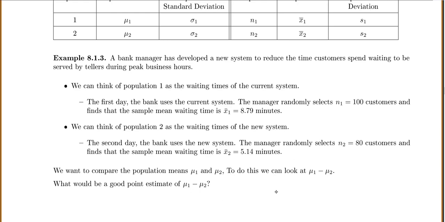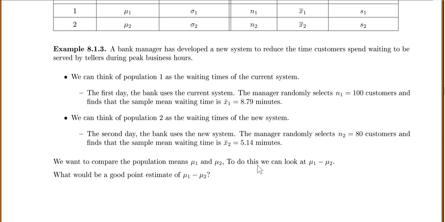But we don't actually know our population means, so we can't just calculate this, so we need to estimate it. And how would you estimate mu1 minus mu2? We would estimate it with the difference in the sample means. So we'll do x bar 1 minus x bar 2.